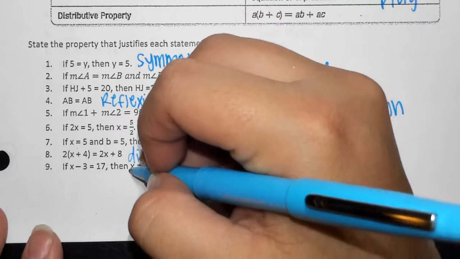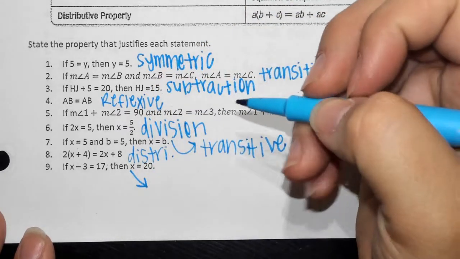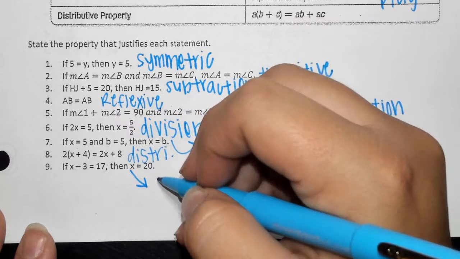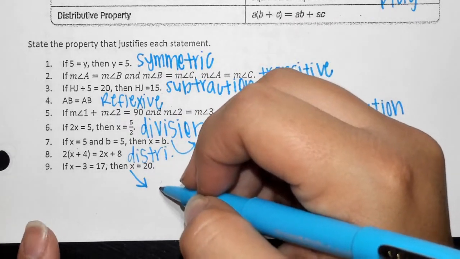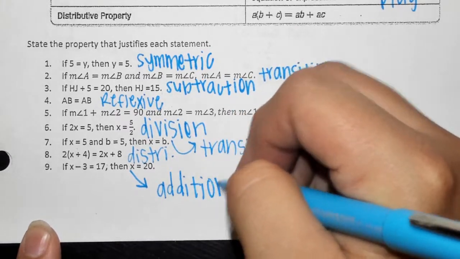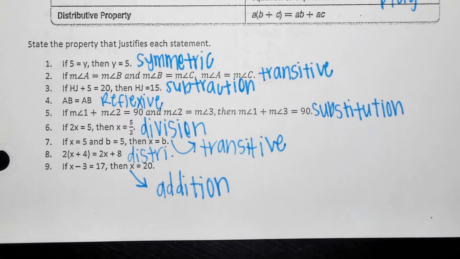And the last one. Huh? What'd they do to get 3 to the other side? Not multiply. I hear Asia saying it. She's just not saying it loud. Addition. Addition. Okay, so those are some of the properties that we're going to use. Now, none of those are new. You've learned them at some point. You just have to remember them.